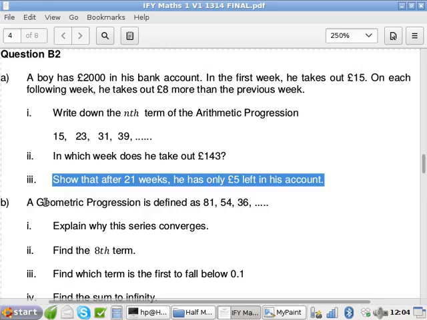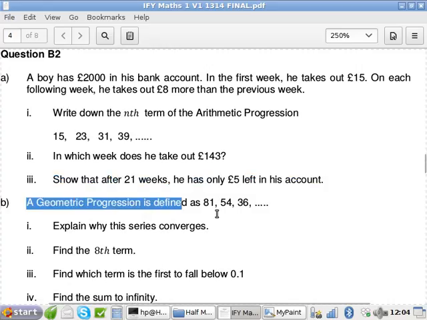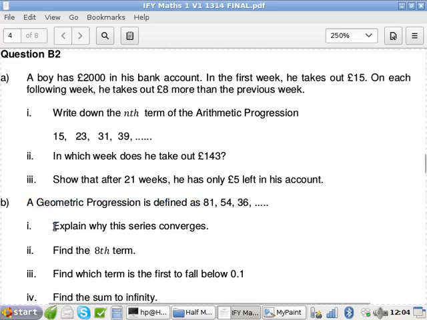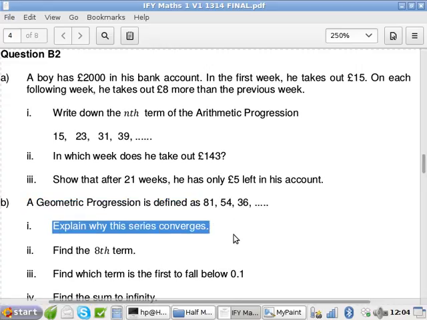So in the B part, now we're on to geometric. A geometric progression is 81, 54, 36, etc. Explain why this series converges. So this is probably 1 mark, and it is. Okay, try this. Why does this converge? Do you remember this word, converge?